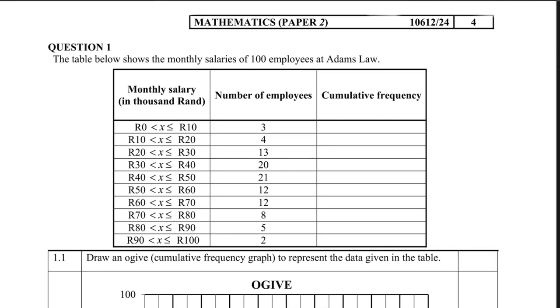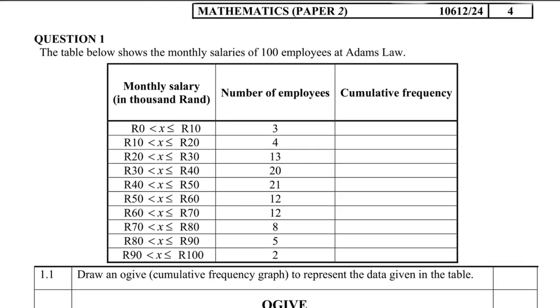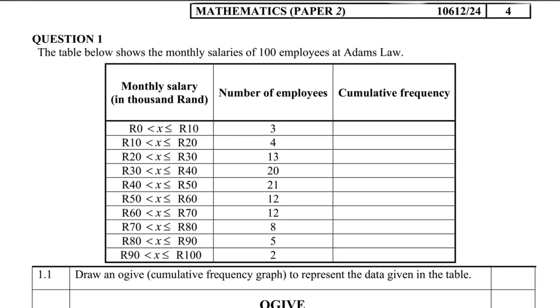Some people call it an ogive, some people call it an ogive, but it doesn't matter. Let's take a look at what is happening. The table below shows the monthly salaries of 100 employees at Adams Law. Question 1.1: draw an ogive, a cumulative frequency graph. I think let's use that, cumulative frequency graph.